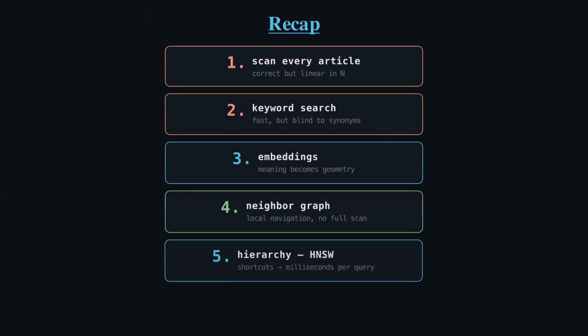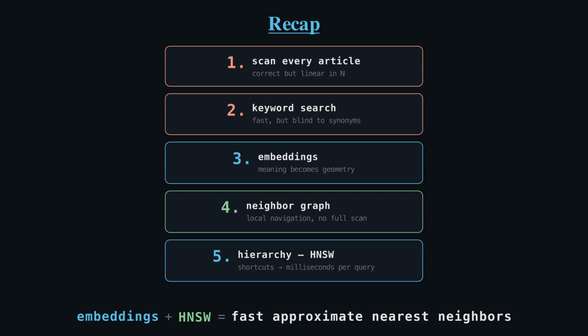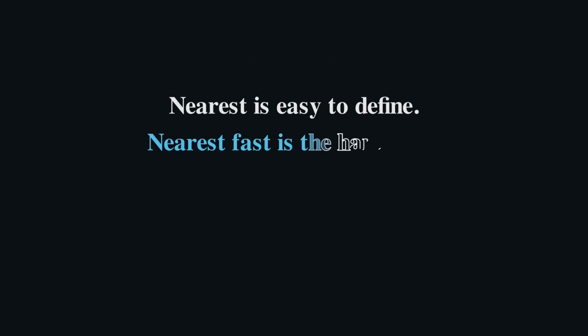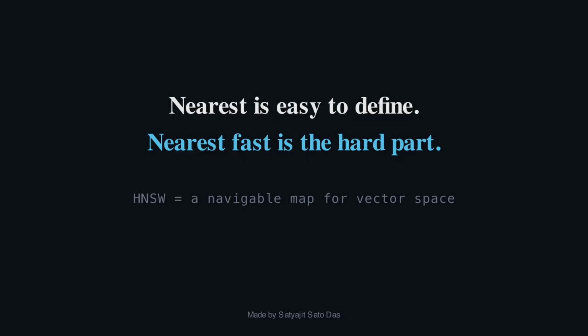Here's a recap. Scanning every article is correct but slow. Keyword search is fast but blind to synonyms. Embeddings turn meaning into geometry. A neighbor graph allows local navigation. Hierarchy adds shortcuts so search reaches the right region quickly. That is HNSW. Next time someone says vector search is just nearest neighbors, remember the missing part. The hard problem is not defining nearest, the hard problem is finding nearest fast enough in a million article help center for every user every second.